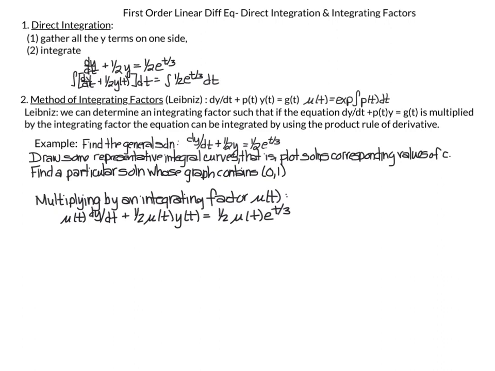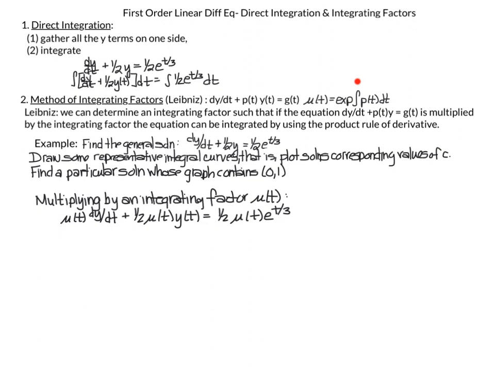And the idea, again, is we're going to multiply our first-order linear equation by an integrating factor, mu of t. So I'm going to multiply my equation, dy/dt plus 1/2 y equals 1/2 e to the t over 3, by mu of t. So I'll get mu of t dy/dt plus 1/2 mu of t y of t equals 1/2 mu of t e to the t over 3.